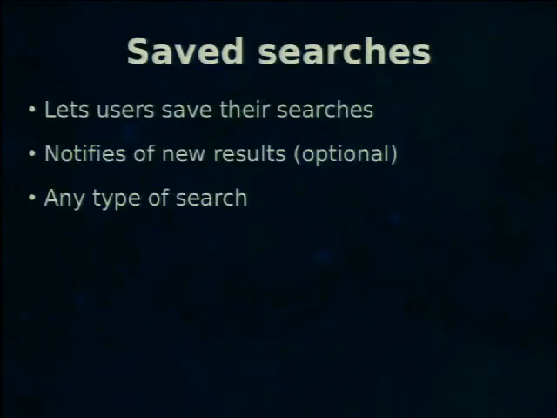Saved searches let users, when they are on a search, save that search and have later a list of their searches and also get notified of new results by mail, optionally. So this is of course for things like job platforms or sites listing houses or something. When users search for something, they don't want to return and see if there's new stuff. They want to get notifications about any new results that might interest them. And this works with any type of search or backend.